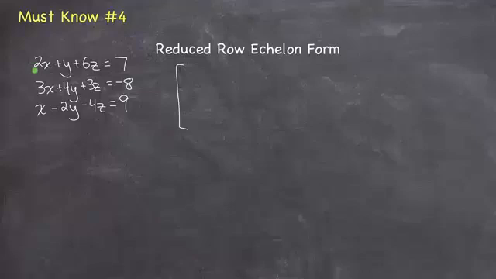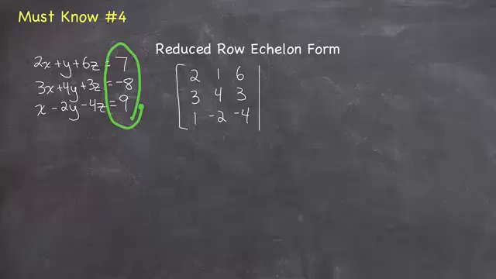So for equation number 1, the coefficients of the variables are 2, 1, and 6. So that becomes the first row of my coefficient matrix. Row 2 would be 3, 4, 3. And then row 3 would be 1, negative 2, negative 4. And I augment that with the column of constant values that the equations are equal to: 7, negative 8, and 9.